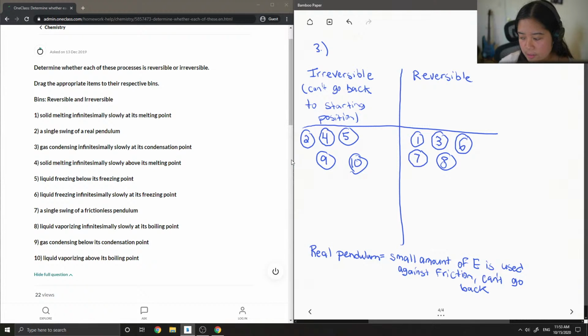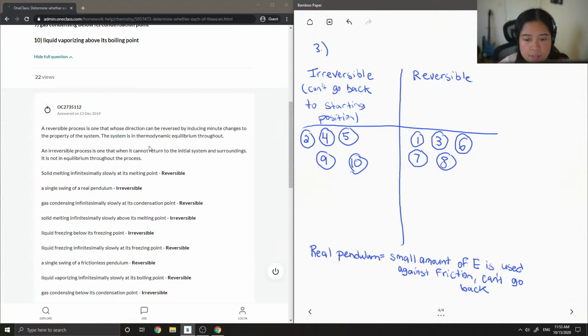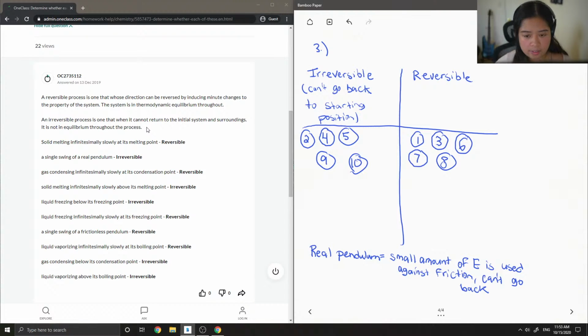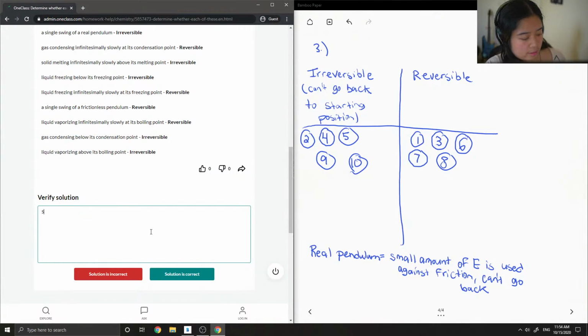So let's double check our answers. A reversible process is one whose direction can be reversed by inducing minute changes to the property of the system. Irreversible cannot return to the initial system and surroundings. So they said 1 was reversible, 2 irreversible, 3, 4, 5, 6, 7, 8, 9, 10. Okay, so this solution is correct. On to the next one.